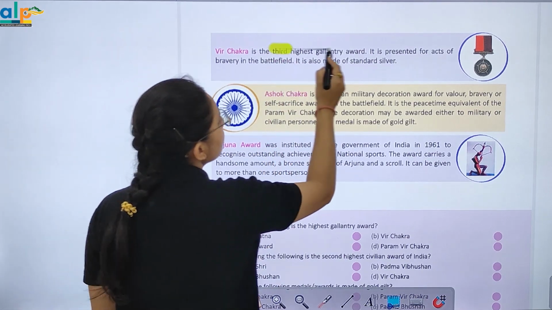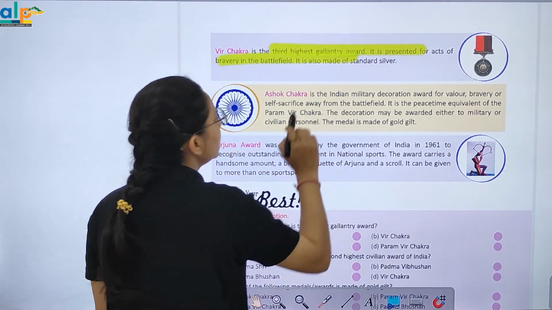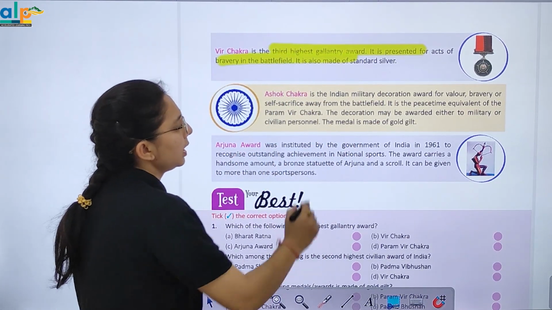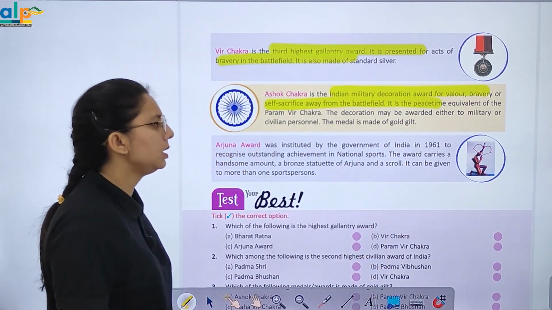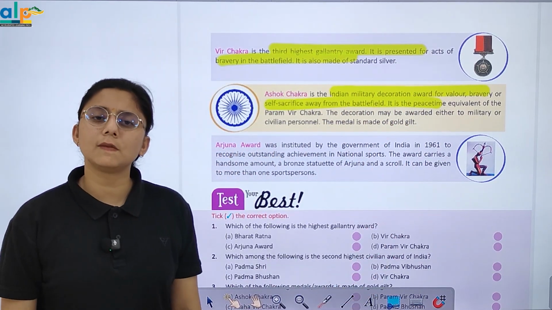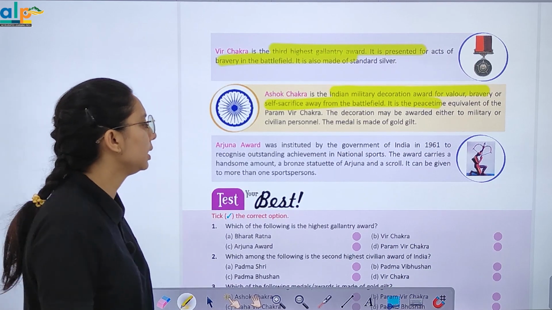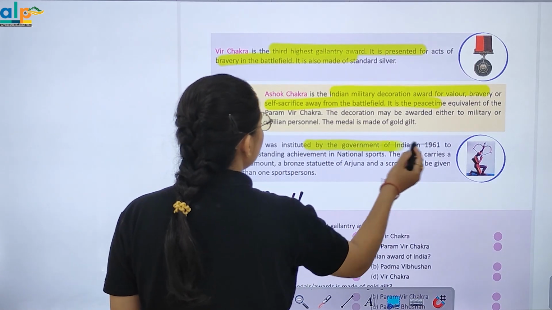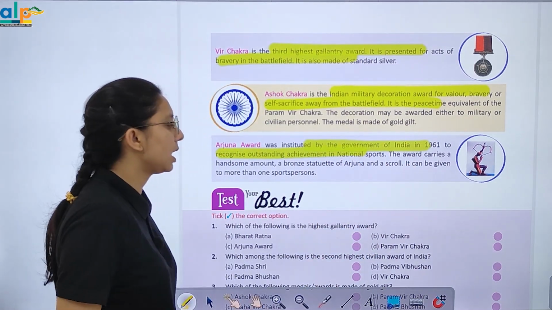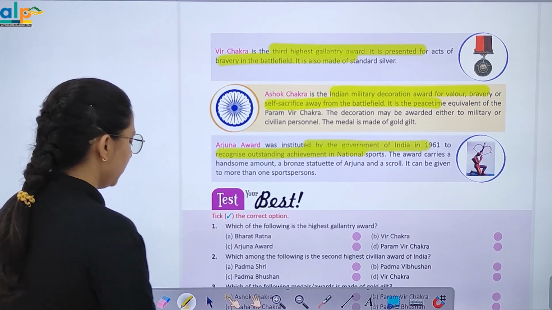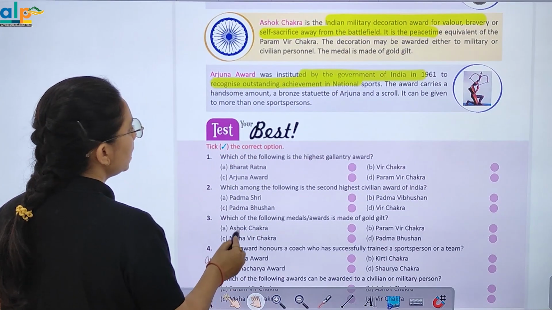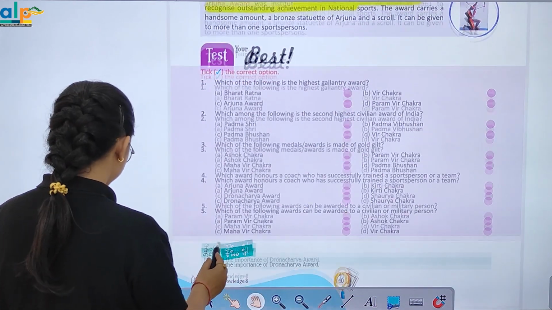Veer Chakra, the third highest gallantry award presented for bravery in the battlefield. Ashok Chakra, India's military decoration award for bravery, self-sacrifice. Right? It is awarded either to a military or civilian person. It is made of gold. Arjuna Award, instituted by the Government of India, recognizes outstanding achievement. It is given to sportspersons in the national awards for outstanding achievement.